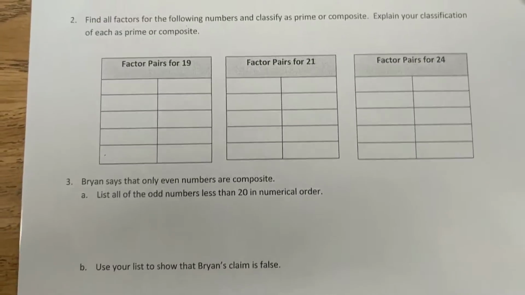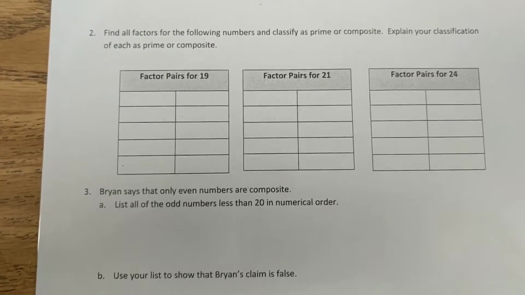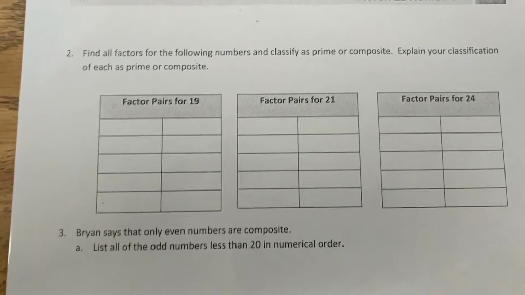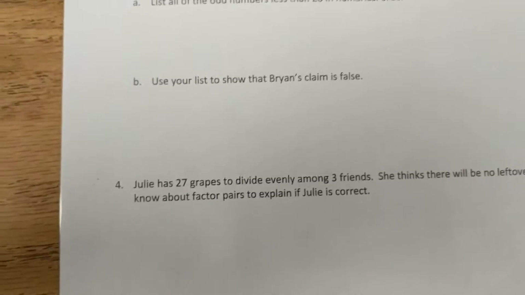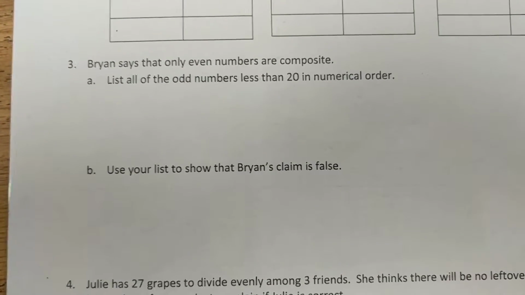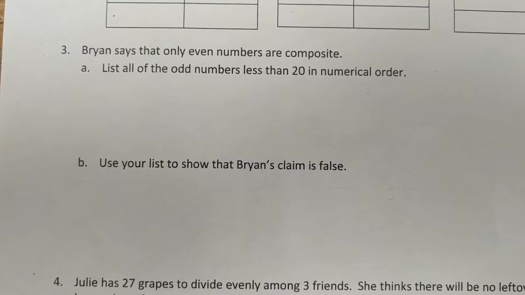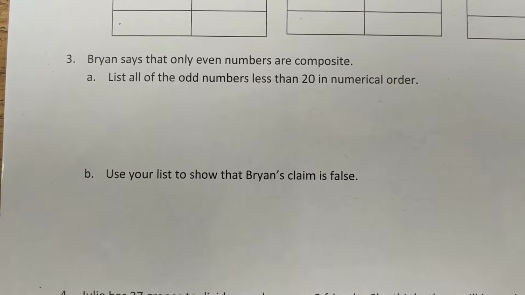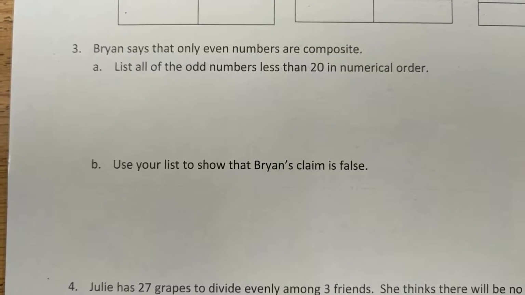We are now on the back side of lesson 22, and we are going to work on problem number 3. Remember, if you want to do 2 and you want to do 4, it will earn an extra stone for your group. However, tonight we are only required to do number 3, and we are doing both A and B. Brian says that only even numbers are composite.